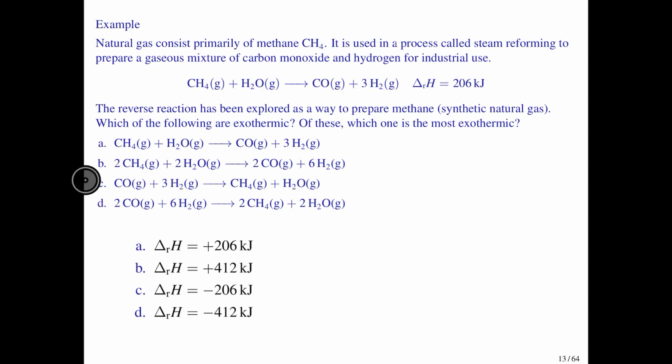In part C, you take the original equation and you reverse it, so you change the sign of delta H. For part D, you've reversed the chemical equation and you've multiplied by 2, and so that gives you the -412 kilojoules here. And in the follow-up problem, which of these reactions is the most exothermic? It would be part D, because it has the largest negative value for delta H.